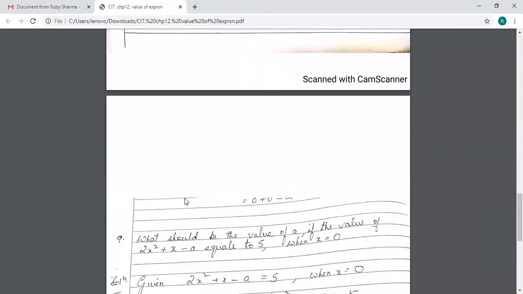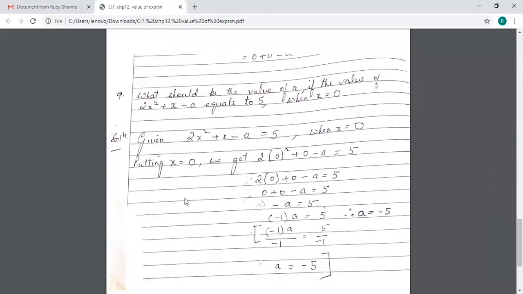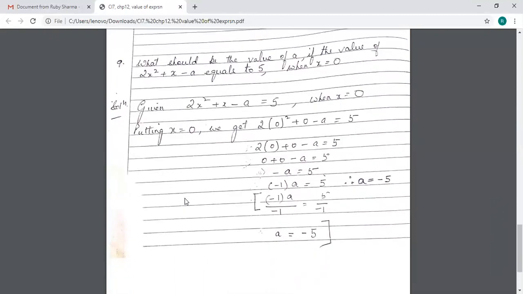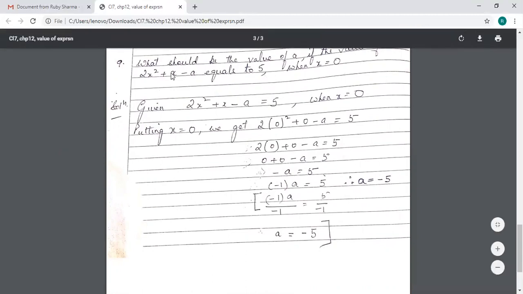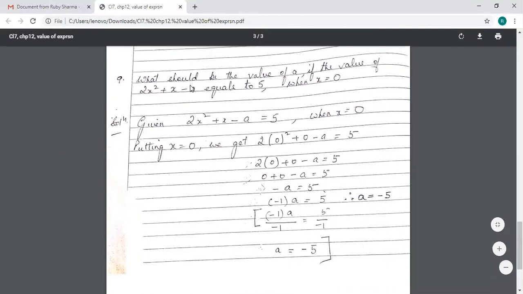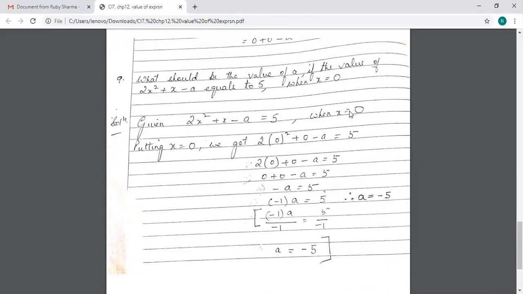Sometimes there might be questions like, what should be the value of a if the value of 2x square plus x minus a equals to 5 when x is 0? So they have already given you what is the value of this. Okay. So this is equal to 5 when x is 0. So when we place, you have to find the value of a from here.